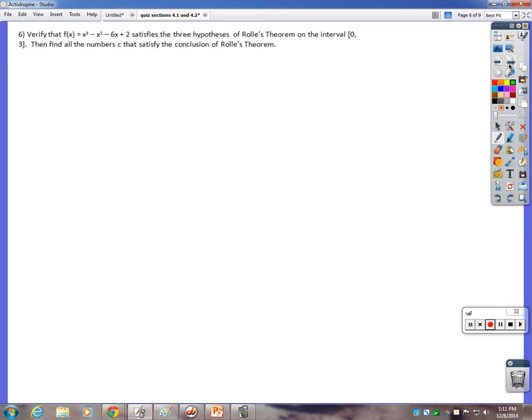Okay. All right, number 6. Verify that that function satisfies the 3 hypotheses of Rolle's theorem, which I'm sure you all remember. What's the first hypothesis of Rolle's theorem, or what's the first condition? Right, it has to be continuous. And how do we know that it's continuous? Because it's a polynomial.